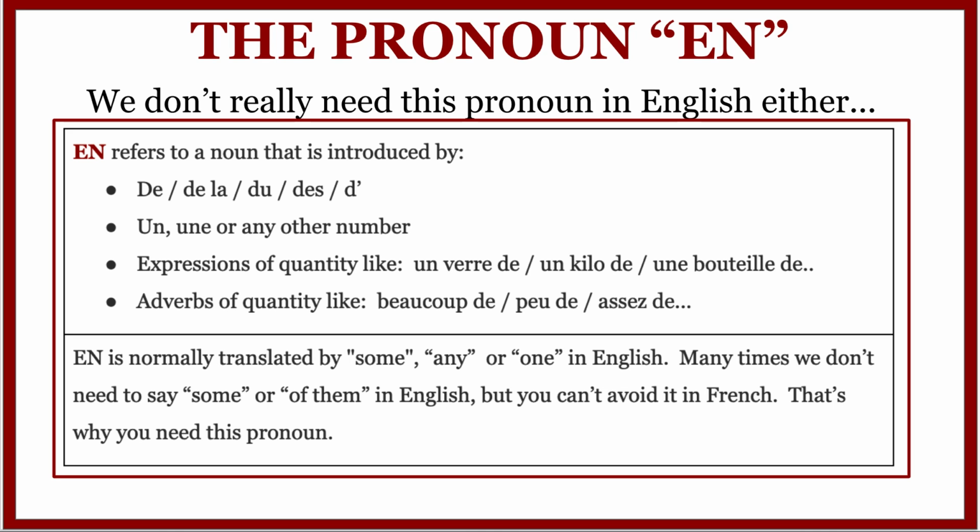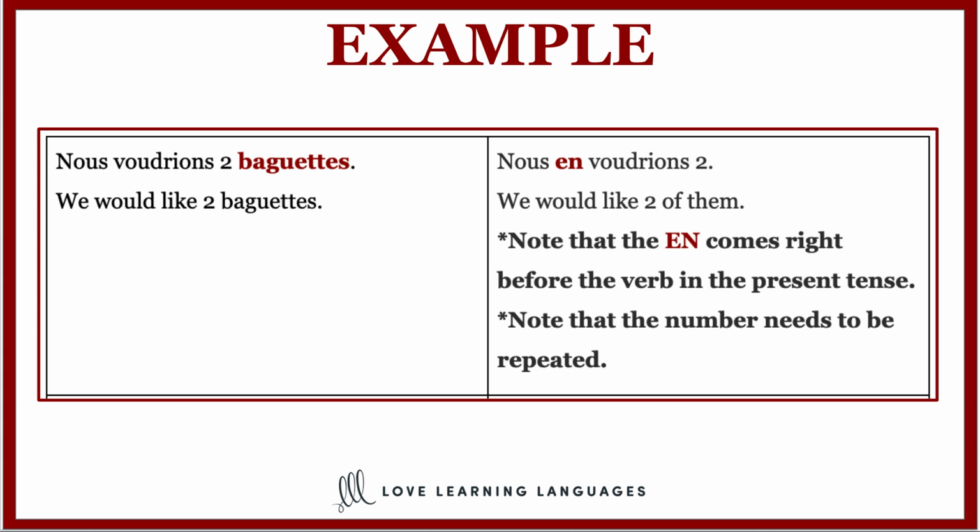All right, so how would you translate this to English? Well, usually it's translated by words like some or any or one. And a lot of times we don't have to say it in English, but you can't avoid it in French. And so you'll see in the examples what I'm talking about. All right, nous voudrions 2 baguettes. So we have a number there. That's a quantity. So the word that comes after it can be replaced by en.